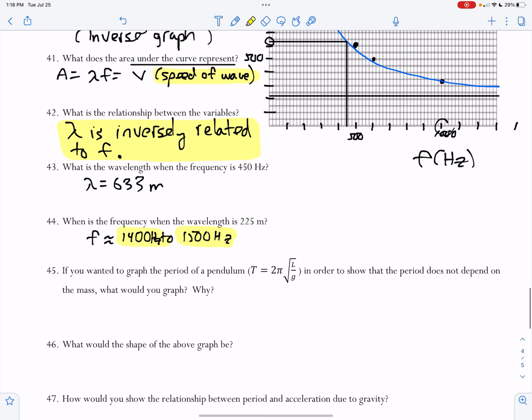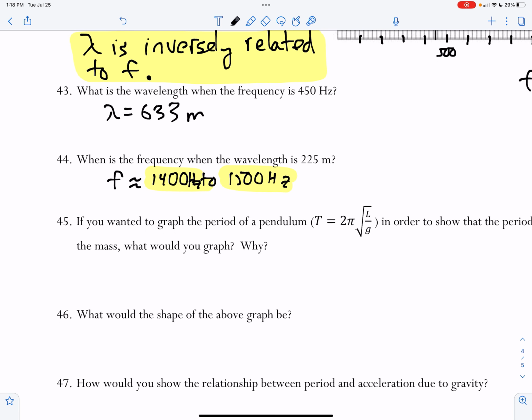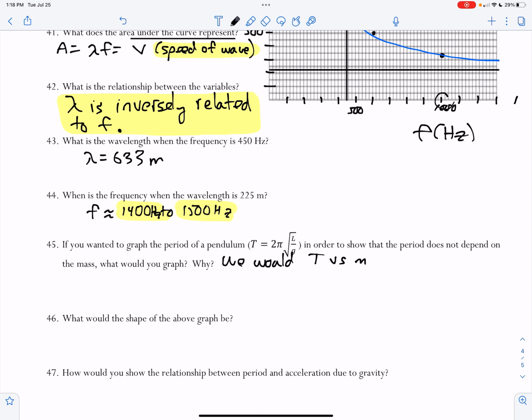Okay, now the next questions pertain to graphing ideas, but we're not using a graph. We're just looking at some graphing ideas. So in number 45, okay, if you wanted to graph the period of a pendulum, T equals 2 pi times the square root of L, the length of the pendulum, over g, gravity. In order to show that the period does not depend on the mass, what would you have to graph? So we would graph period versus the mass.